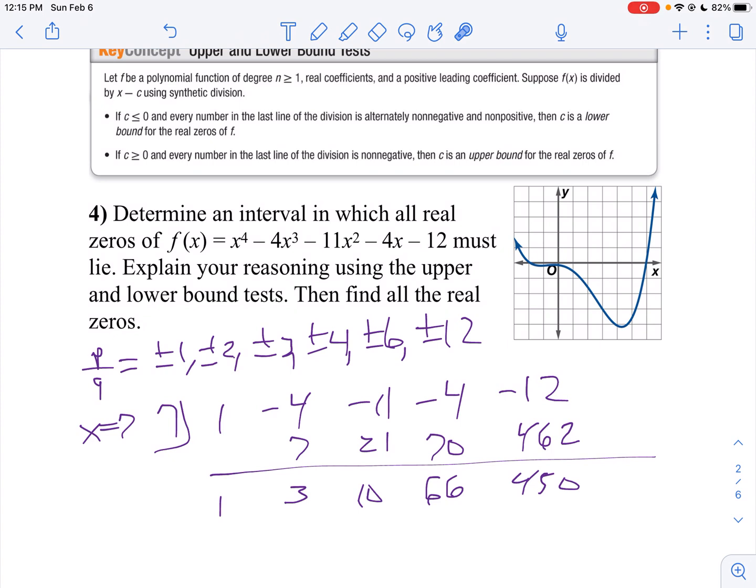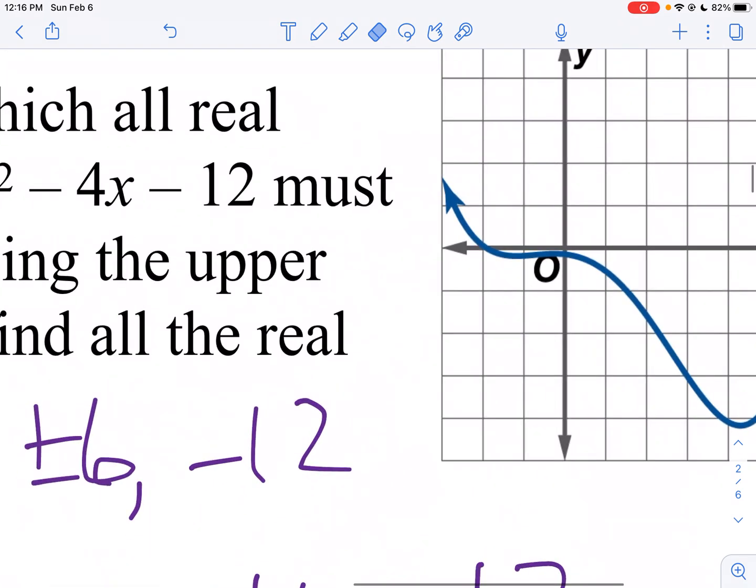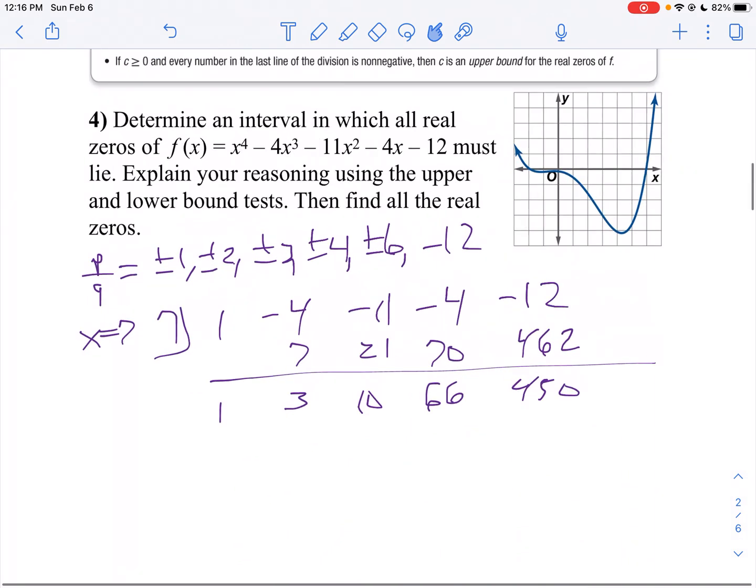I don't have to check anything beyond 7. Well, that doesn't eliminate much, does it? The only thing it does eliminate is positive 12, so I don't have to check positive 12. Now let's look at my lower bound. Once again, I want to pick a number over here in the lower range. So I'm going to go 1, 2, 3. I'm going to check with x equals negative 3 for my lower bound.